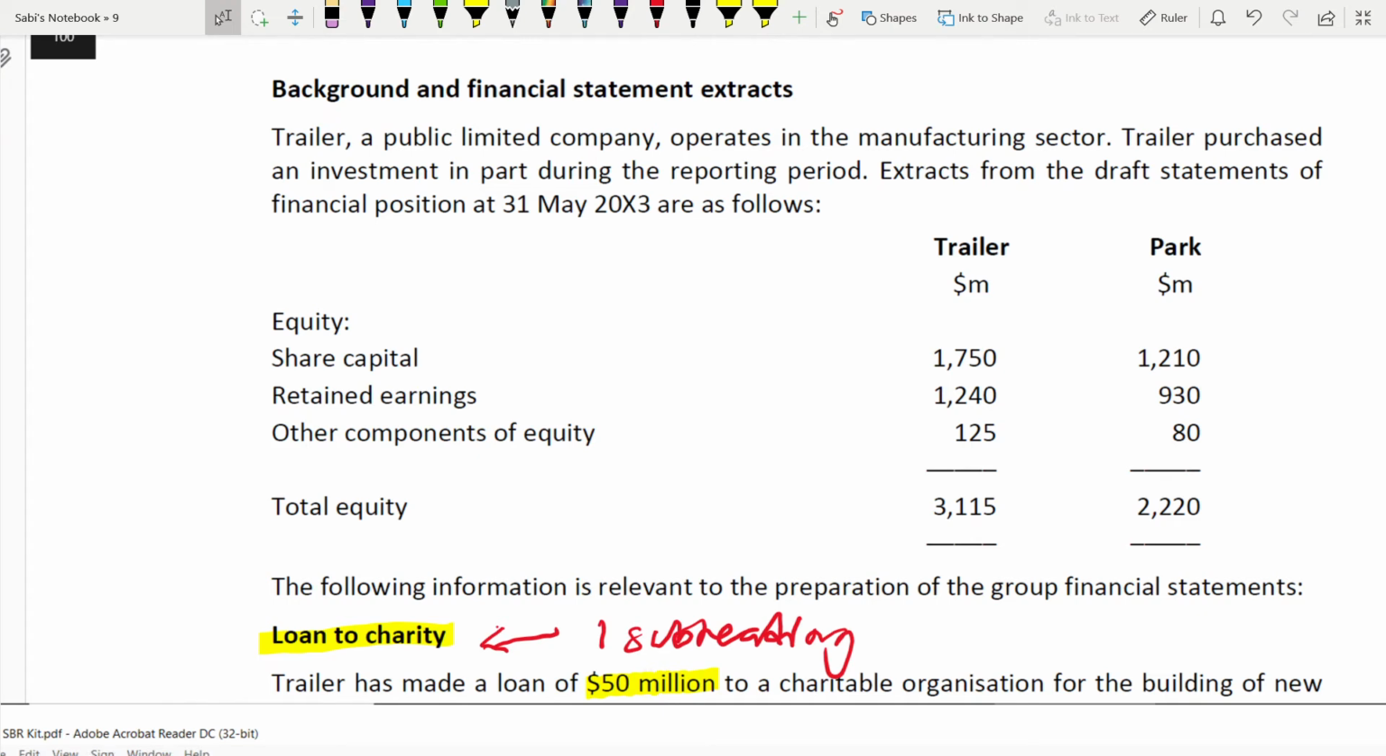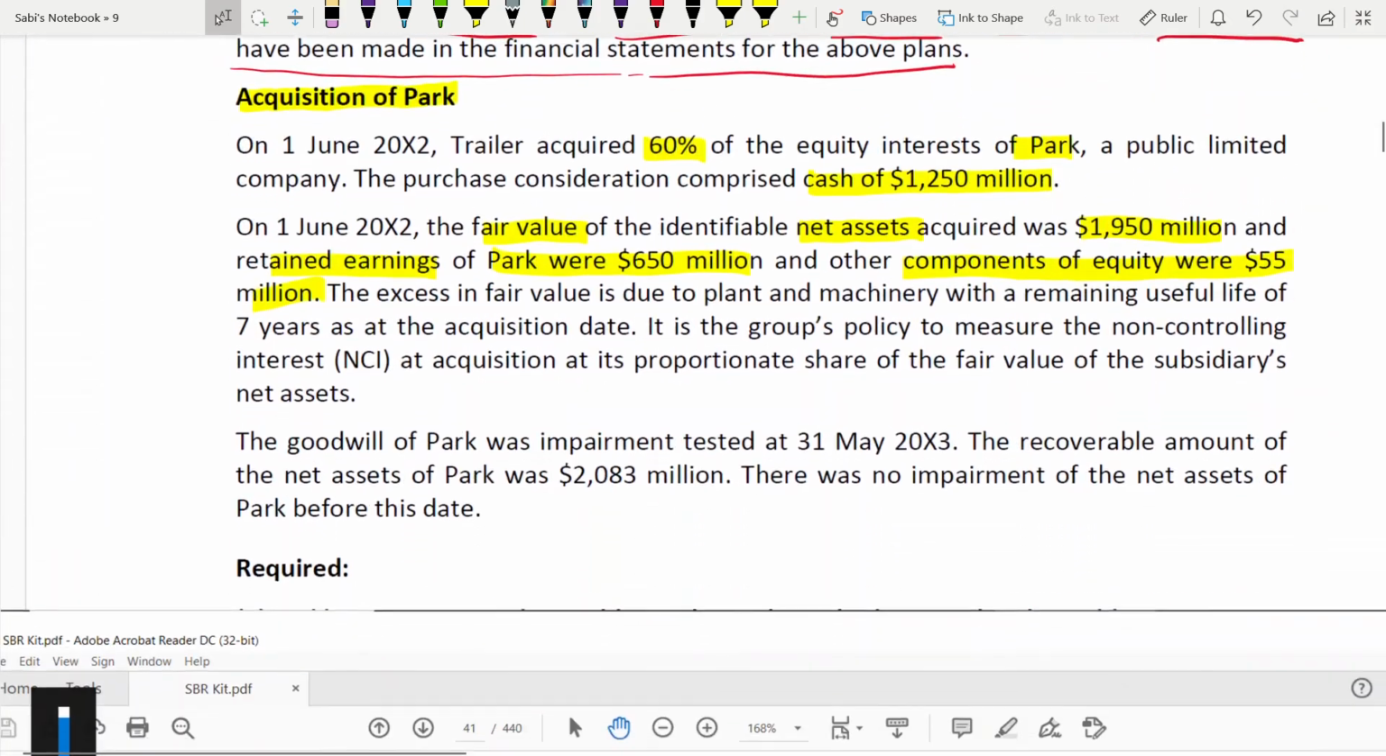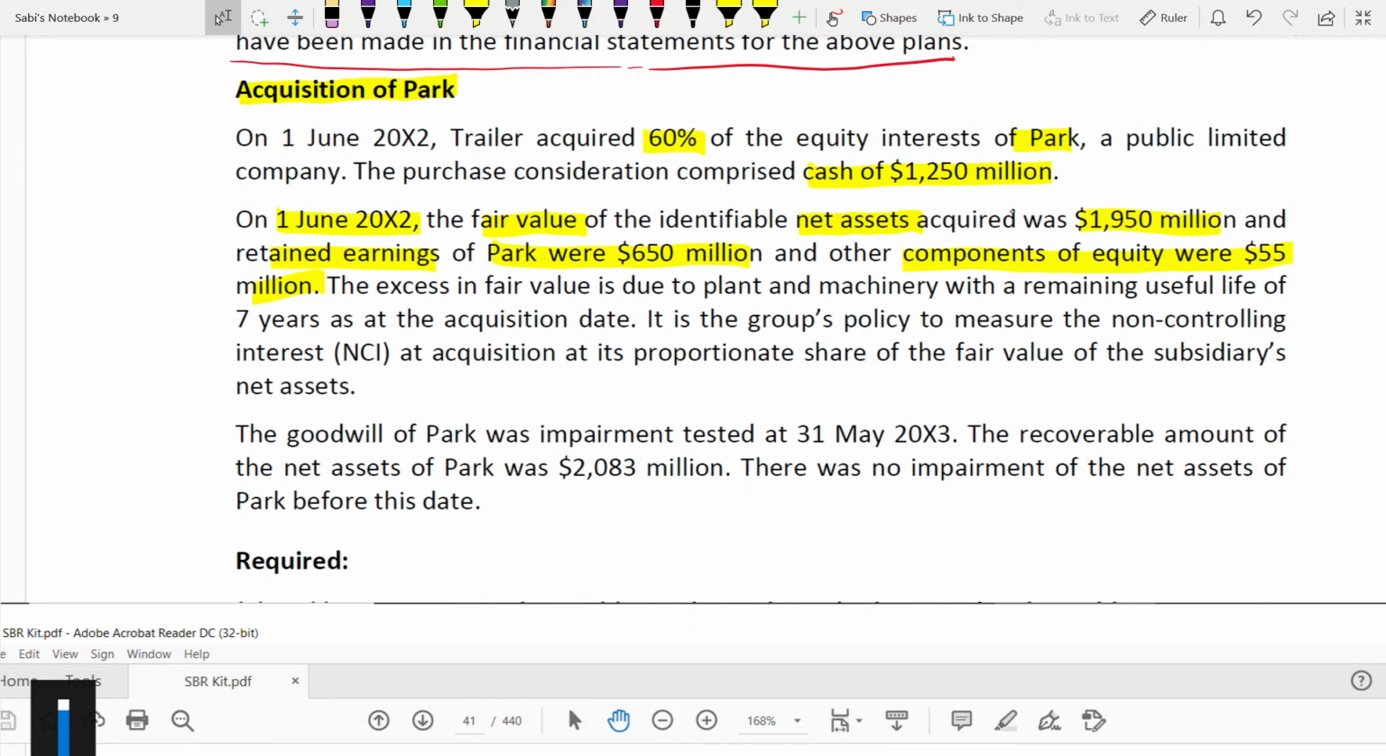But when you see here, one thing you have to notice is the information you are given about Park of share capital, retained earnings, other components of equity is on 31st May 2003. But the information you are given is the opening balance. It is on the day of the acquisition on 1st of June 2002. So please mention the date.